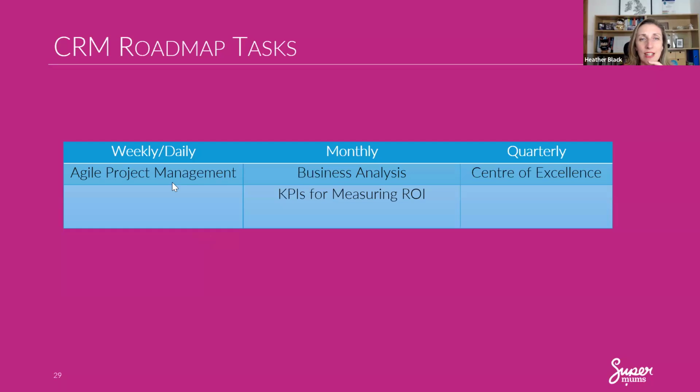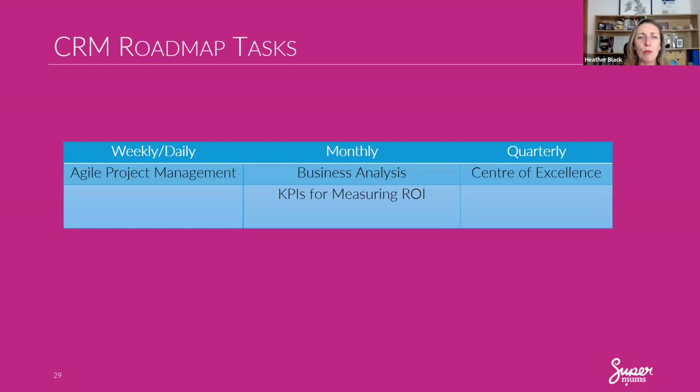So on a weekly, daily basis, you're going to be prioritizing all your tasks using Agile project management, which really helps you manage your backlog and time, work out what you need to do now, what can be shifted to later. On a monthly basis, you'll be doing business analysis of teams, digging into their processes, mapping all their processes out.